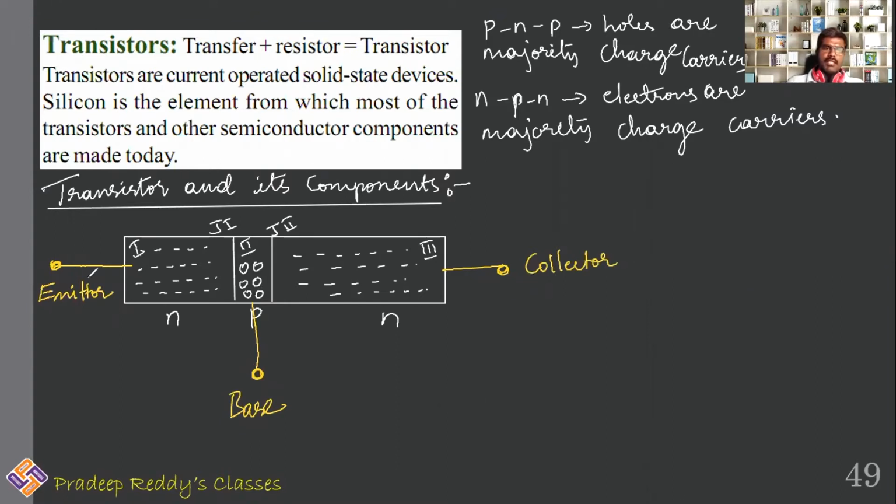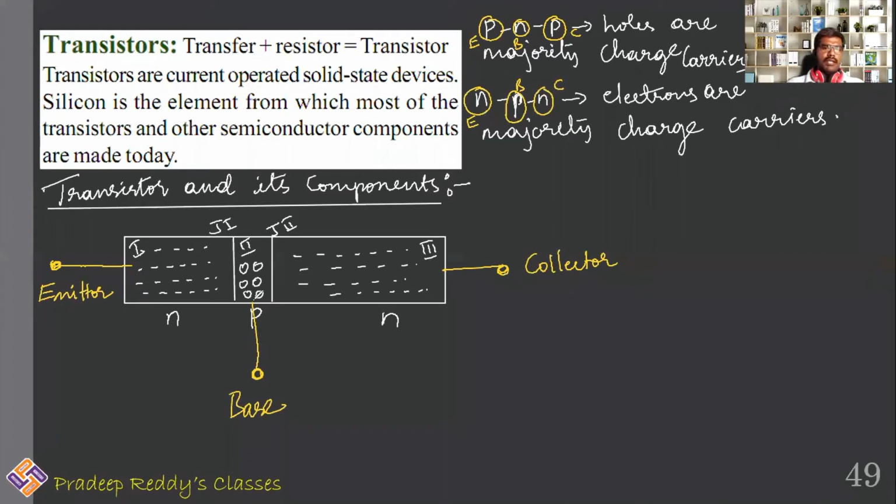Okay. So one is emitter. The middle part is connected to the terminal called base, and the other one is collector. Emitter, base, collector. In a PNP or NPN transistor, there will be emitter, base, and collector. All the three regions are the same. So see here, this becomes emitter, this becomes base, and this becomes collector. In an NPN transistor, this is emitter, this is base, and this is collector.